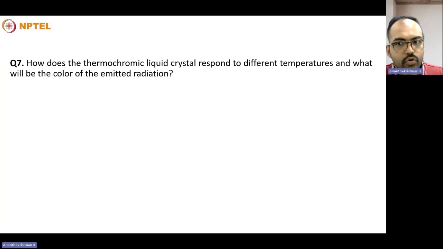How does the thermochromic liquid crystal respond to different temperatures and what will be the color of the emitted radiation? So this is a theoretical problem. In the case of thermochromic liquid crystals, the incoming light waves reflect off nearby crystals and are combined together by a process called interference. The color of the reflected light depends on how closely the crystals are together.